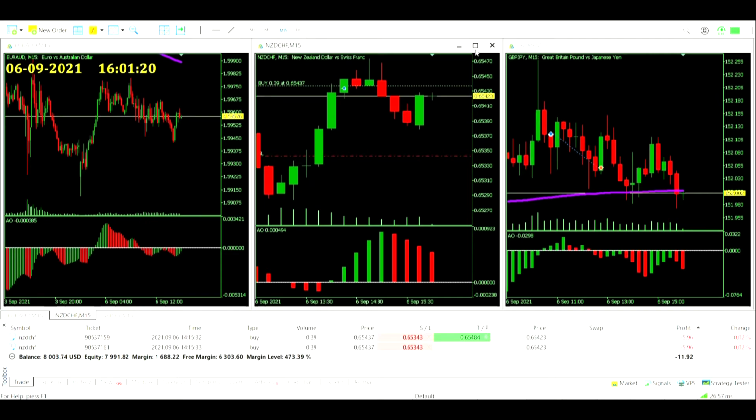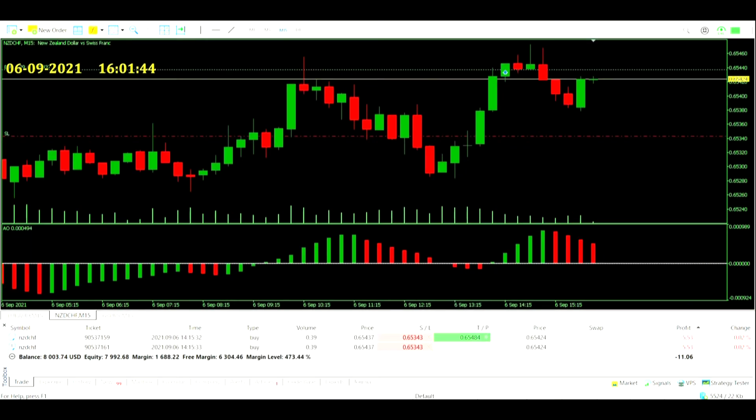Everybody start buying some New Zealand dollars. Get rid of those Swiss francs. Get them gone. So there's real life consequences for testing our strategy on demo mode.